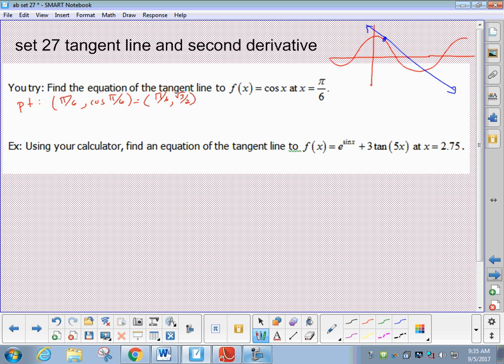I bet some of you have rock solid trig skills. Some more like squishy jello trig skills, not super rock solid. But we'll get there.